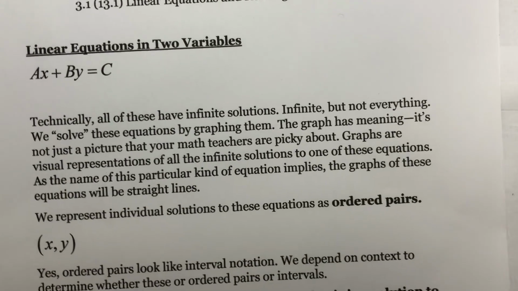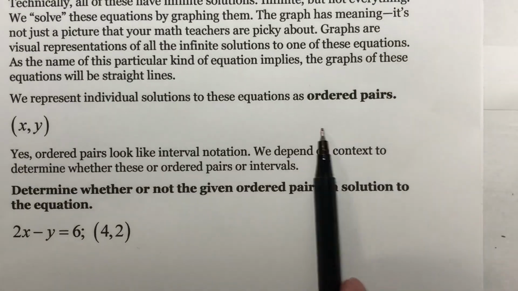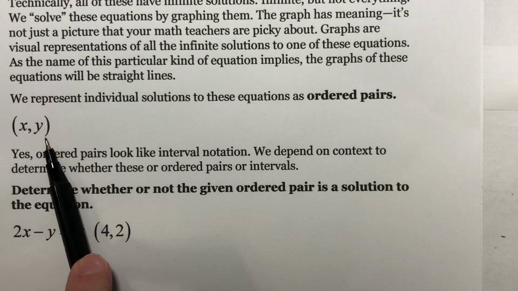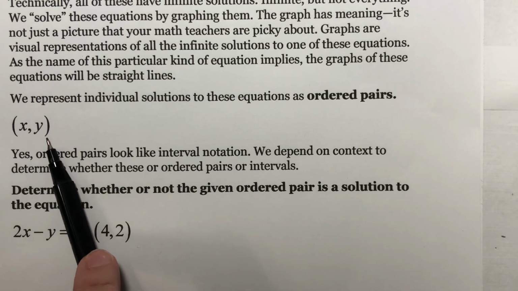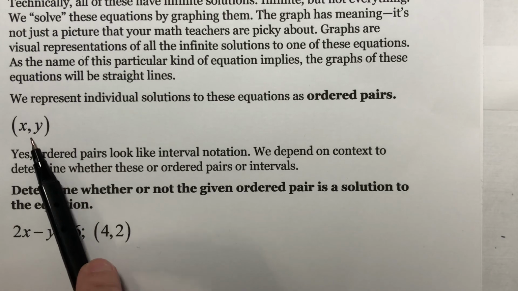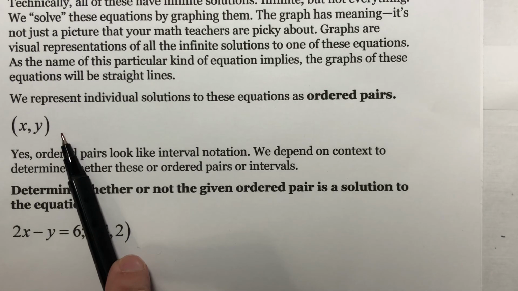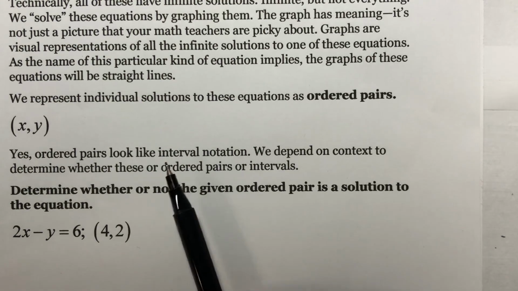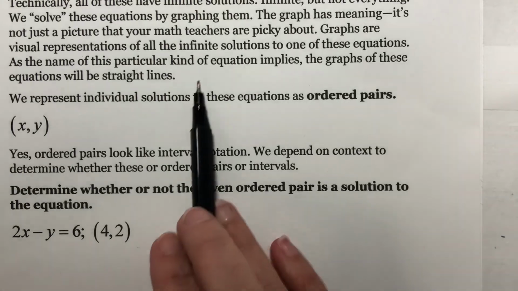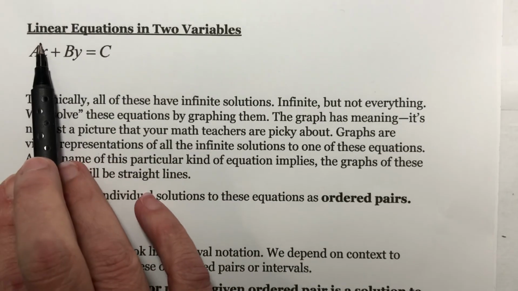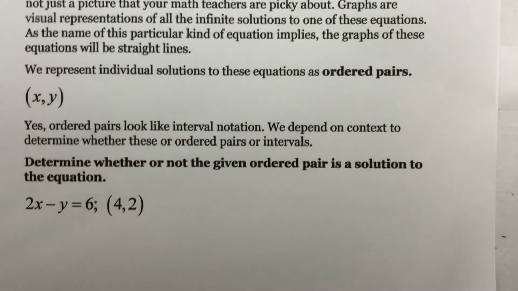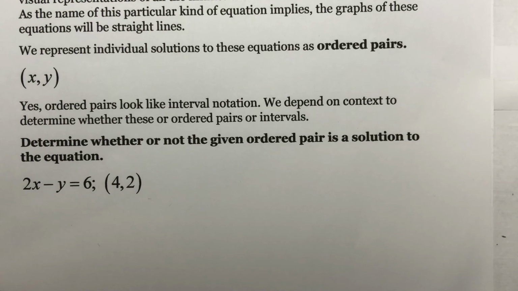We write those individual solutions as ordered pairs. It's always x and then y, and they go in alphabetical order. I know this looks like interval notation. It's the context of the problem that's going to tell you whether it's interval notation or if it's an ordered pair. I know it is a bit confusing, but the context of the problem should tell you which one you're supposed to be using. All of your graphs of these things, just like the name implies, linear, these make a straight line. Of course, there are other kinds of equations whose graphs are not straight, okay?